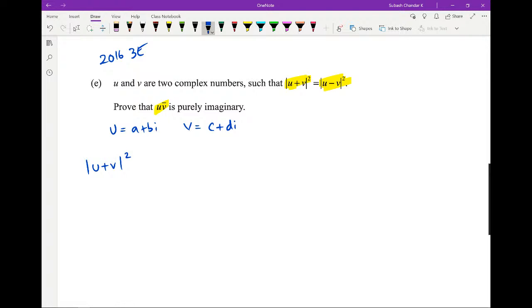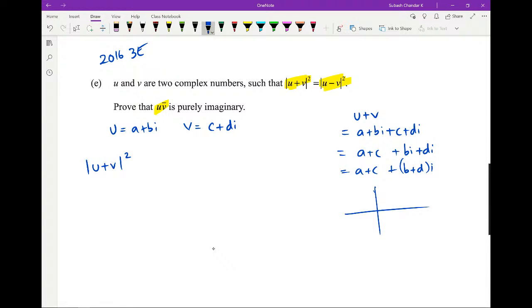And so if you guys think about it, right, if I do U plus V, I'm going to get A plus BI plus C plus DI. So this gets written as A plus C plus BI plus DI. Simplifying this, or actually factorizing it, I get A plus C plus B plus DI. So this complex number U plus V, the real part is going to be A plus C, and the imaginary part is going to be B plus D.